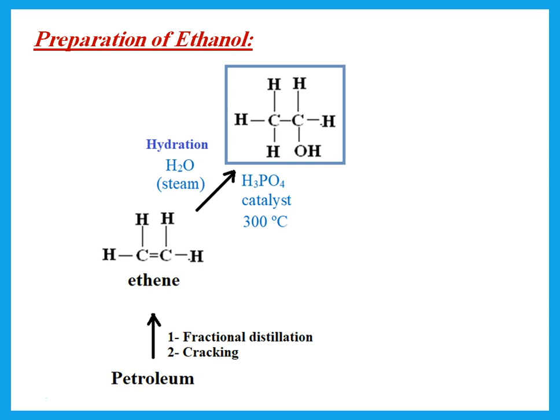Another method of making ethanol is making it from glucose. Remember, glucose is C6H12O6. Now, if I do what we call fermentation, I add yeast, water, 37 degrees Celsius, this will change the glucose to ethanol.